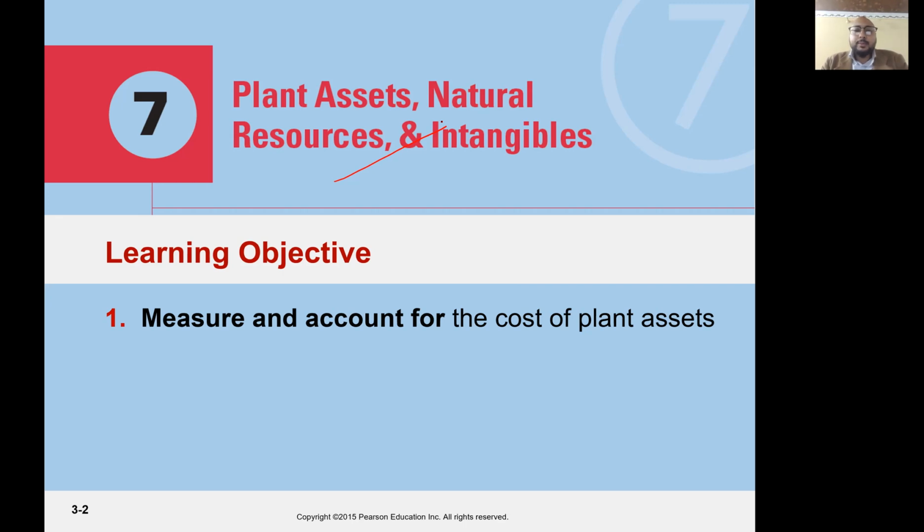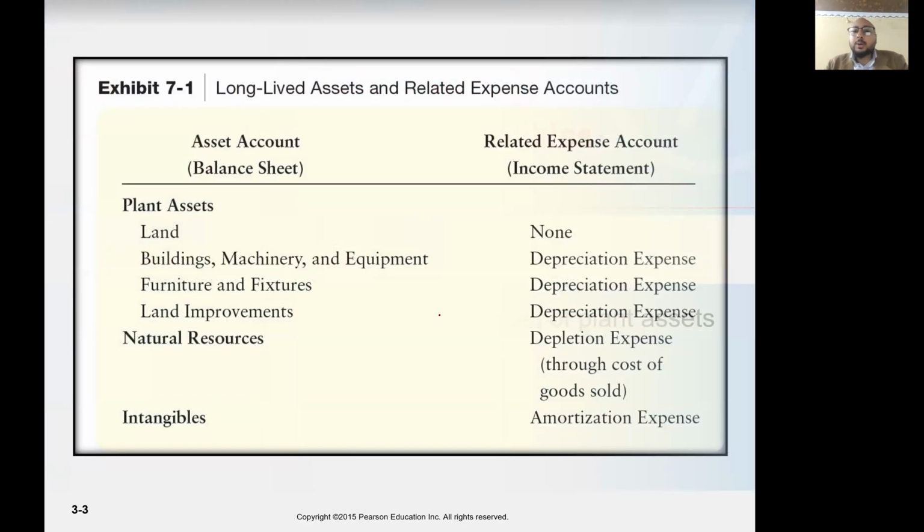So, this would be our last lecture series, and we will be completing our asset side. Remember, the asset side includes cash equivalents, the treatment of accounts receivable, the treatment for inventory, and now we are talking about the long-term assets. Our first learning objective is to measure and account for the cost of plant assets. So what are the costs for plant assets? We'll talk about that.